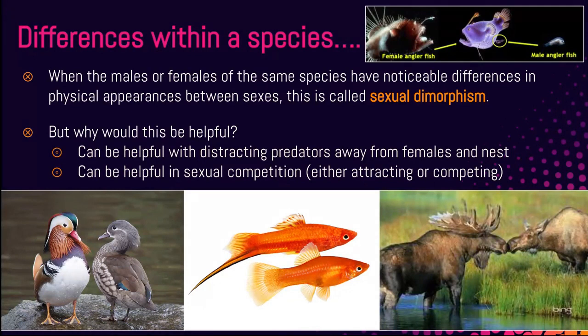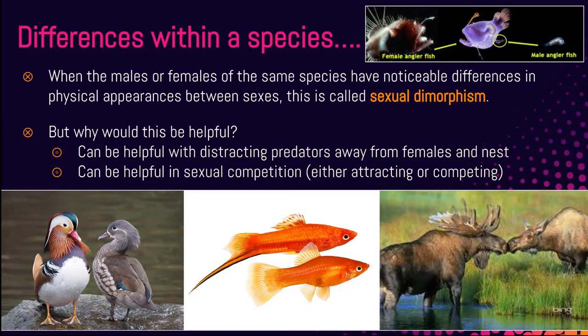Now, there are some reasons why this happens. First off, it could be helpful to distract predators away from females in a nest. It also is maybe helpful with competition, if you have males that have to physically compete and fight to win a mate. Here are some examples that we see. For example, if you look at this duck, we have the more colorful male duck and the more camouflaged female duck. In the picture of these two fish, the one that has the black addition to the tail is the male. With this picture of moose, we see that the male has antlers and the female does not.